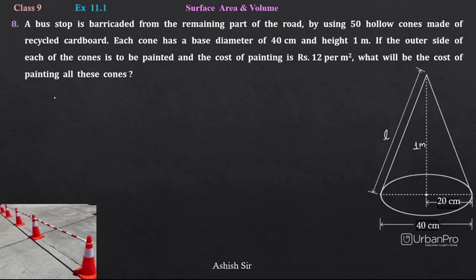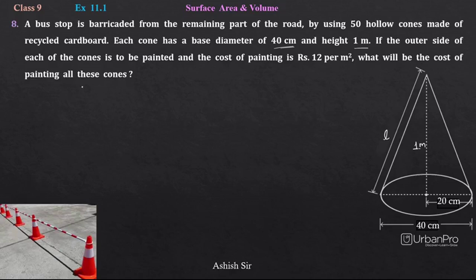Hi, here we have a question from 11.1. A bus stop is barricaded from the remaining part of the road by using 50 hollow cones made of recycled cardboard. Each cone has a base diameter of 40 centimeters and height of 1 meter. If the side of each cone is to be painted and the cost of painting is rupees 12 per meter square, what will be the cost of painting all the cones?